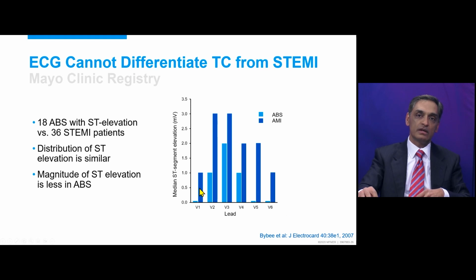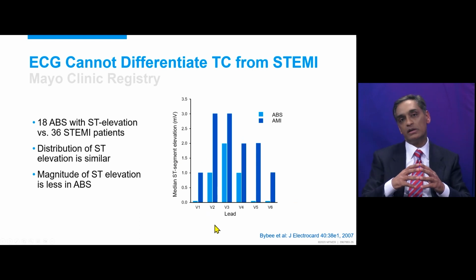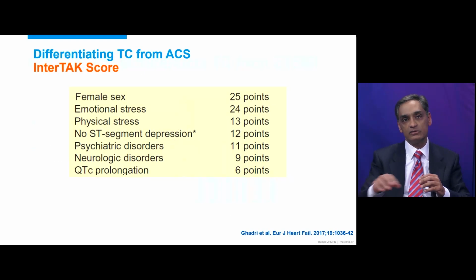And what you see is STEMI patients tend to have more widespread precordial changes. These were anterior STEMIs. And greater amount of ST segment depression, but really the patterns were very similar. And others have looked at this in many ways and tried to quantify ECG ST segment changes and other variants, and really have not been able to find a criteria that can differentiate the two conditions.